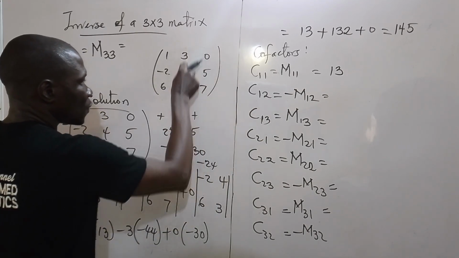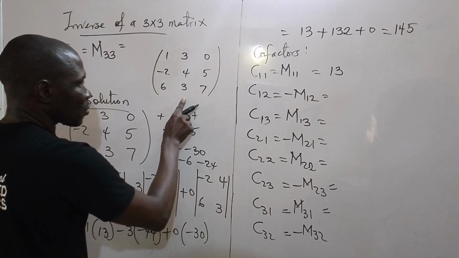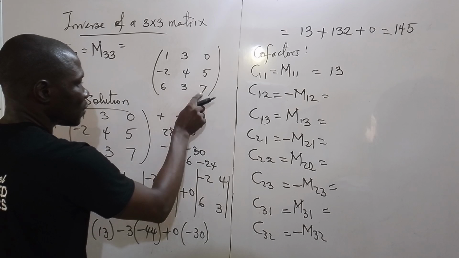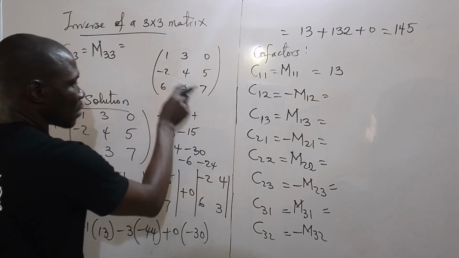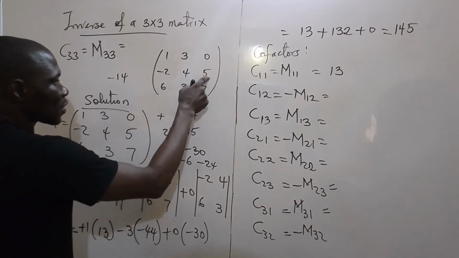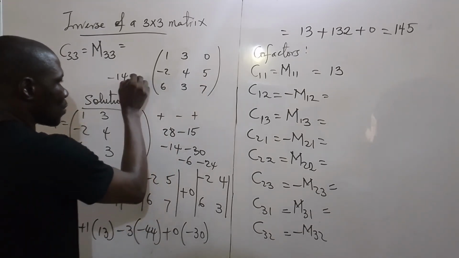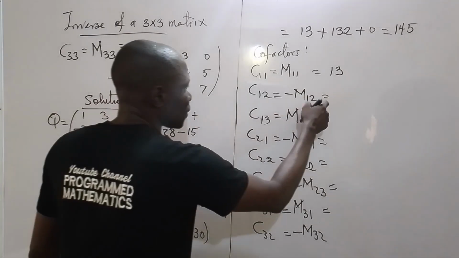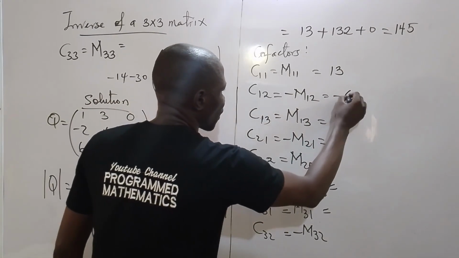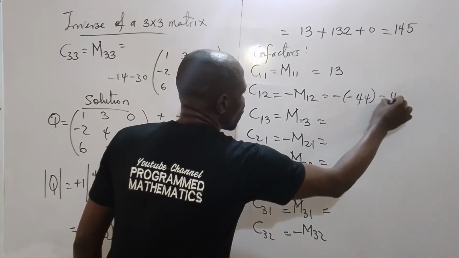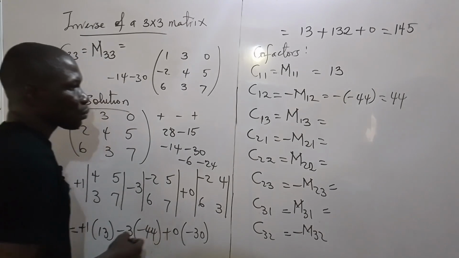So M11 is 13. Then for M12, first row, second column deleted. The submatrix left is minus 2, 5, 6, 7. So minus 2 times 7 is minus 14, 6 times 5 is 30, so minus 30. So this is minus 44. So this is minus bracket minus 44, and that will give us positive 44.